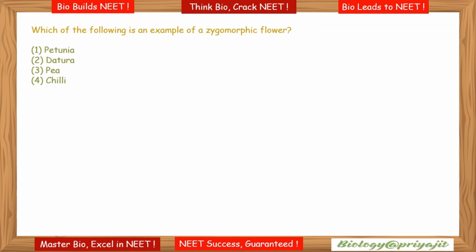Which of the following is an example of a zygomorphic flower? In symmetry, the flower may be actinomorphic, which shows radial symmetry, or zygomorphic, which shows bilateral symmetry. When a flower can be divided into two equal radial halves in any radial plane passing through the center, it is said to be actinomorphic, that is mustard, datura, chilli, etc. When it can be divided into two similar halves only in one particular vertical plane, it is zygomorphic, that is pea, gulmohar, bean, cassia, etc. So here the correct option will be option 3, that is P.